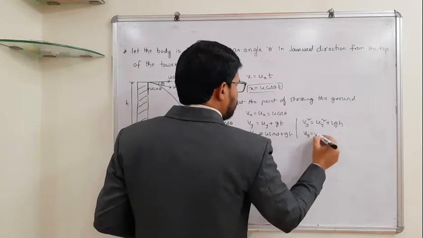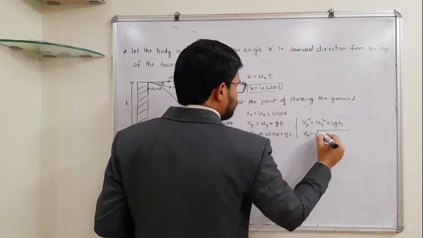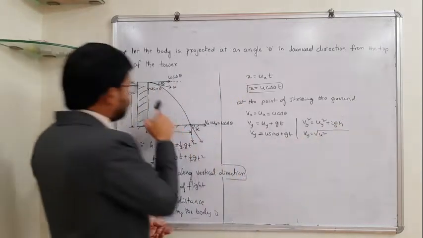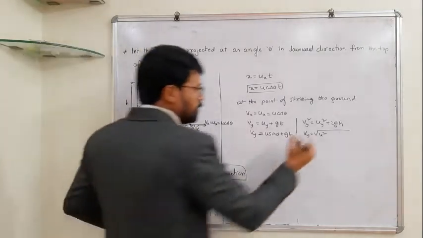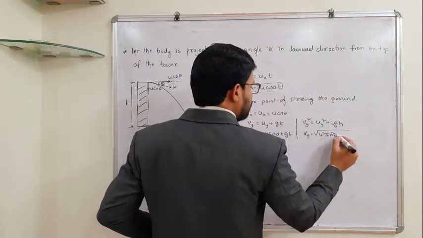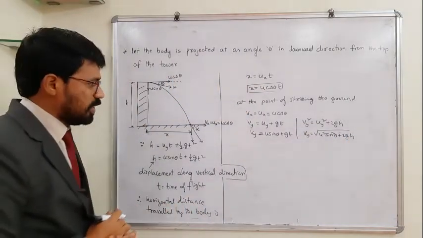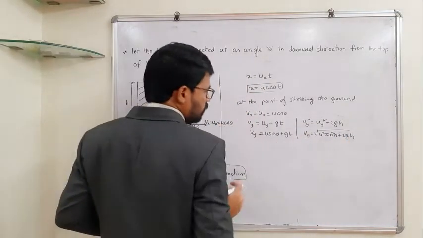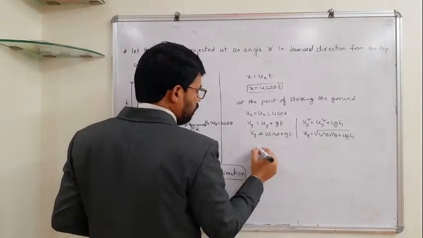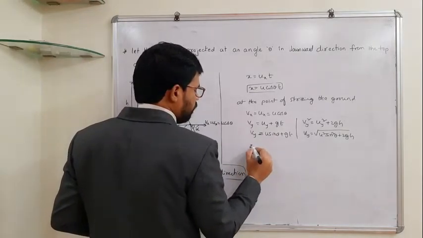So Vy is equal to under root, this uy square can be written as, what is the initial component of velocity along the vertical direction? U sine theta. So uy square is equal to u square sine square theta plus 2gh. So that's how vertical components can be expressed. So once Vx and Vy are known to us, we can write V, the velocity with which it strikes the ground.